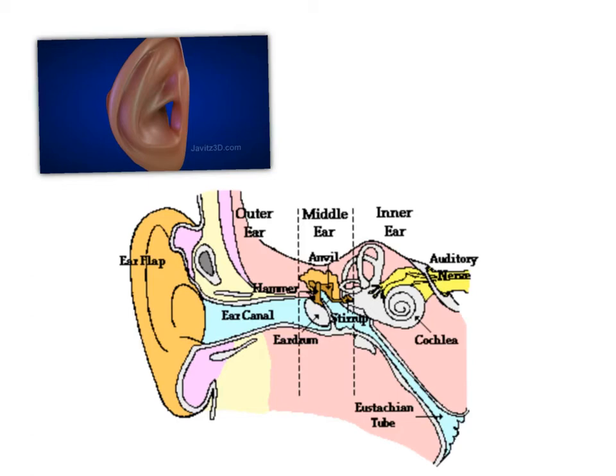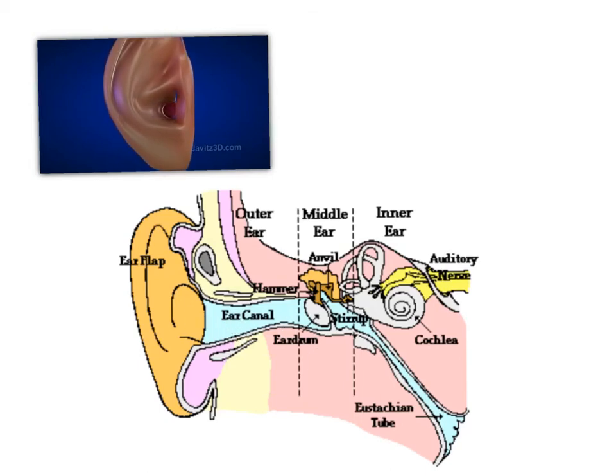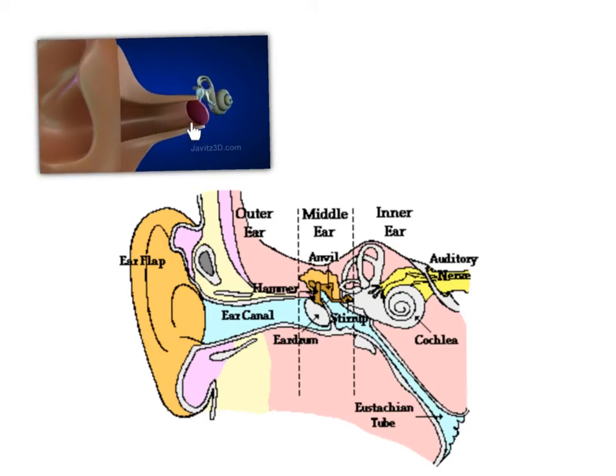I'd like you to know these parts of the ear, just for the upcoming quiz: the ear flap, the ear canal. So the ear canal, right, is this part of the ear. As sound travels through the ear canal, we'll see it here in a second. Here is our ear canal, and here is the eardrum. At the end of the ear canal, here is our eardrum.